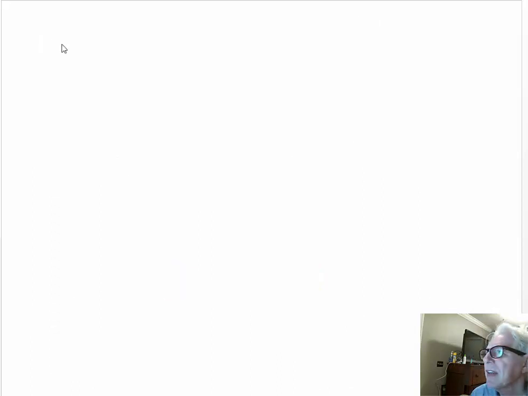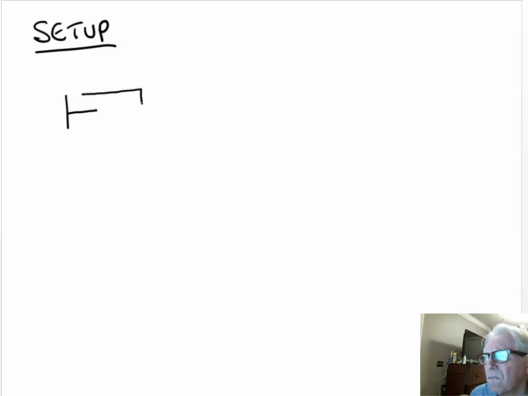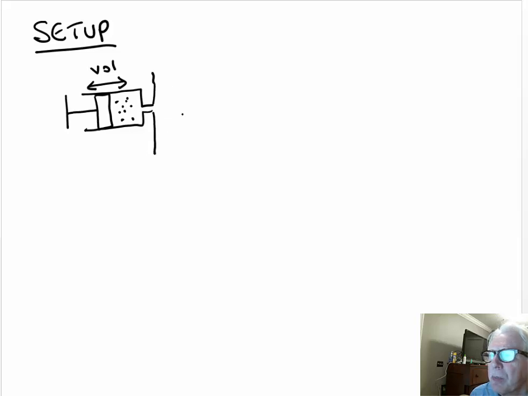So let's have a look at the setup. I need a pen. So we're going to have a gas cylinder. Let's draw the syringe. So this is my gas in here, and I can change the volume of the syringe. And then this is going to go immediately into a pressure sensor.